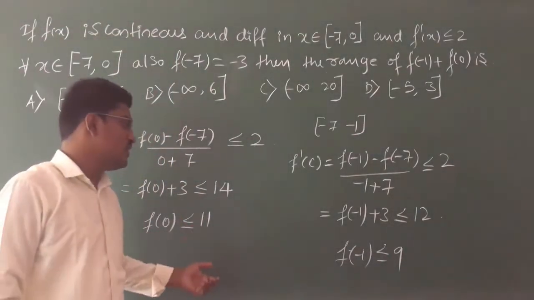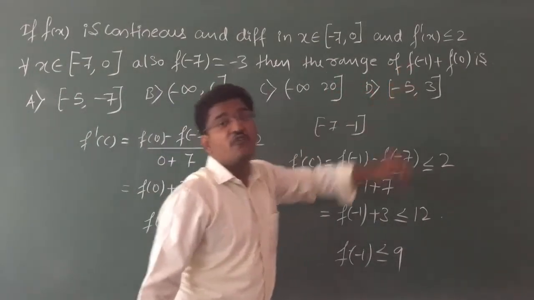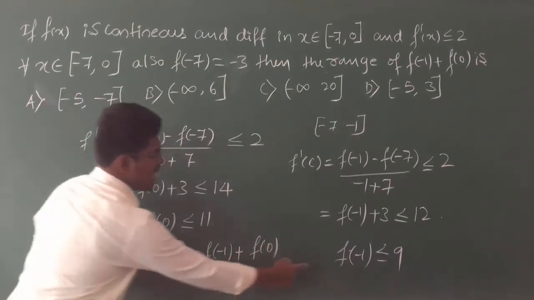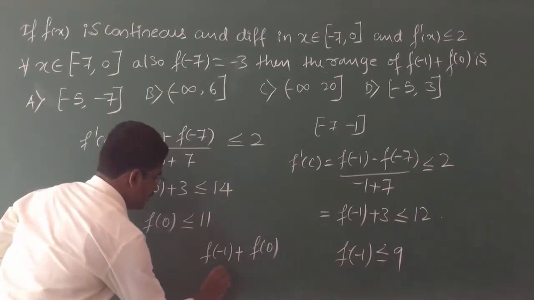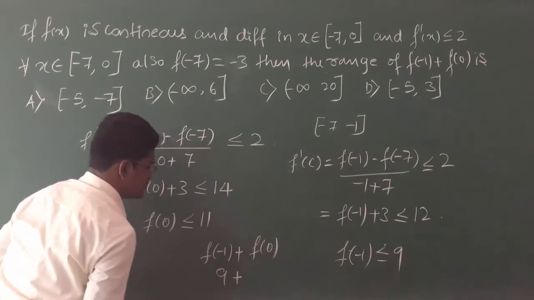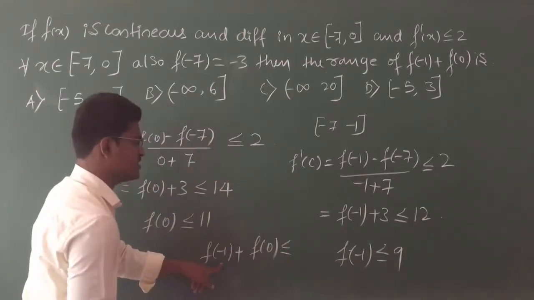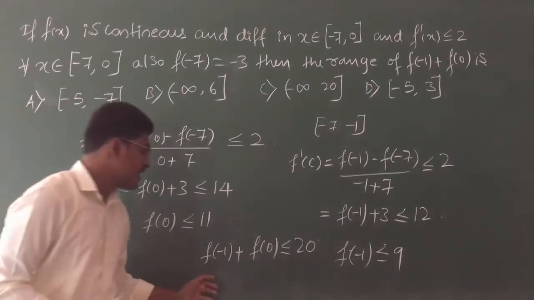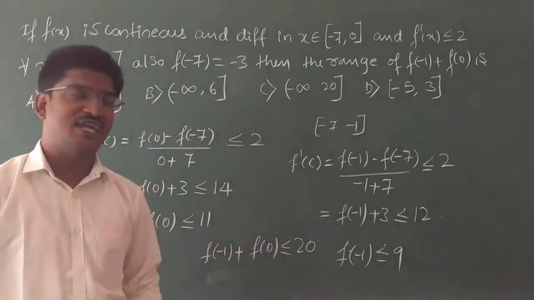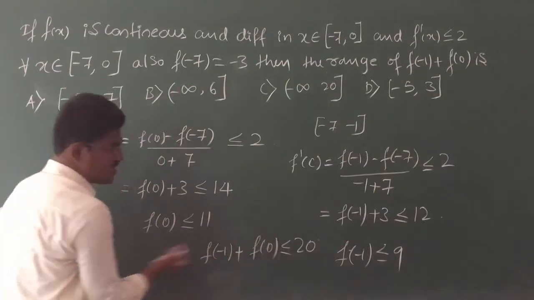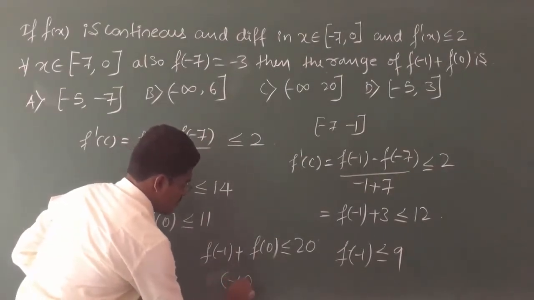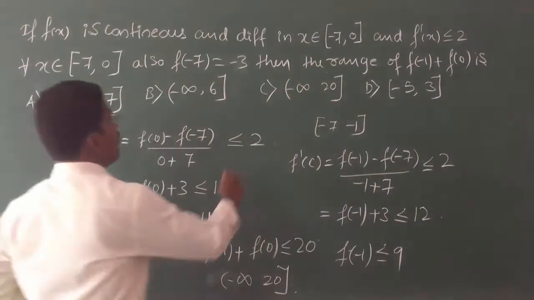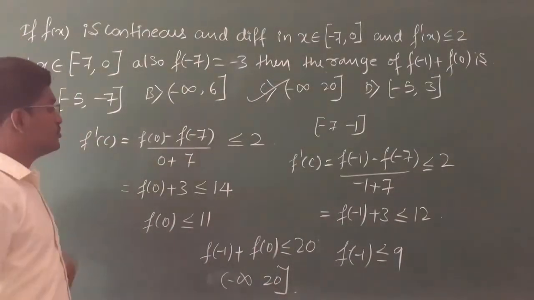F of 0 is lesser than or equal to 11. From these two, you calculate f of minus 1 plus f of 0. I have to add these two terms. F of minus 1 is 9, f of 0 is 11, and 11 plus 9 will be 20. That means f of minus 1 plus f of 0 must be lesser than or equal to 20. Lesser than or equal to 20 goes to minus infinity, so that is minus infinity closed at 20 will be your answer. So that is option C, the correct answer for this particular question.